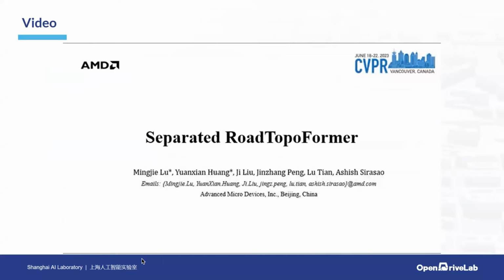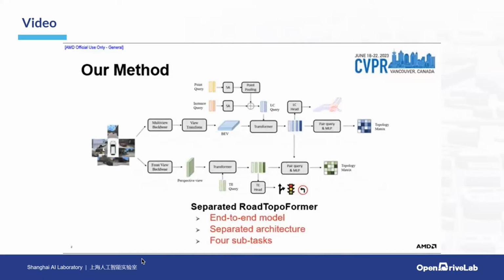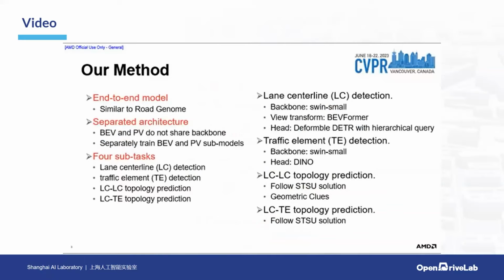This is the overall framework of our method, which is an end-to-end neural network. The separating architecture solves four tasks simultaneously. The overall framework of our method is inspired by TopoNet, which is an end-to-end neural network. Unlike TopoNet, we apply a separating architecture: a BEV and PV branch with separate backbones and a separating machine. We solve the four subtask modules.